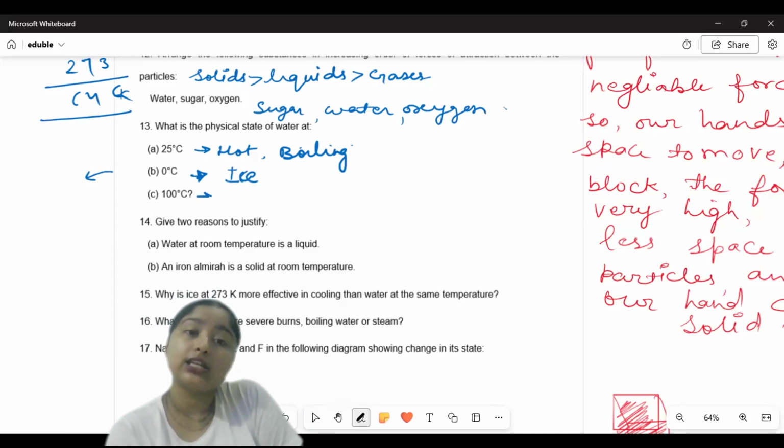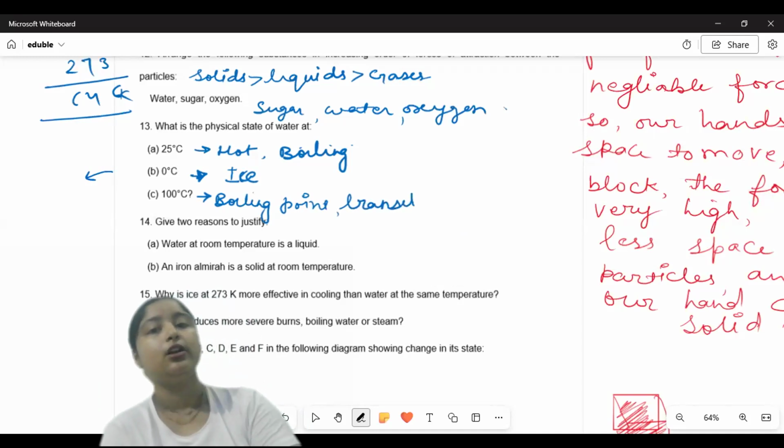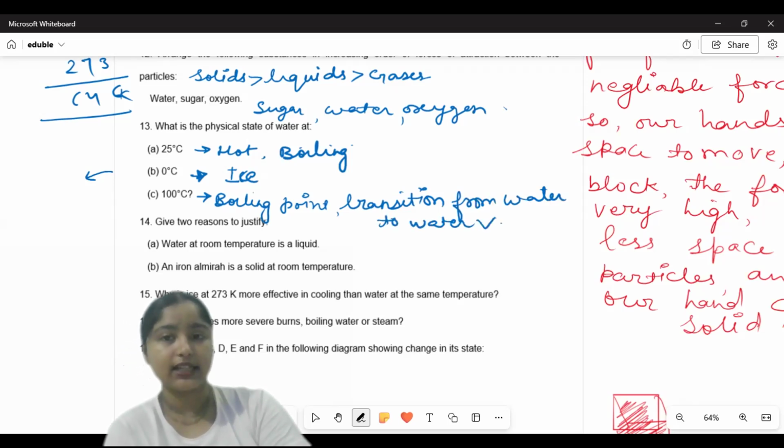Now 100 degrees Celsius is the boiling point of water, and there will be a transition from water to water vapor. At this point, there will be a transition from water to water vapor. Exactly.